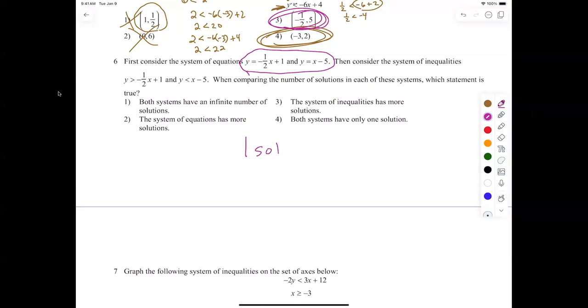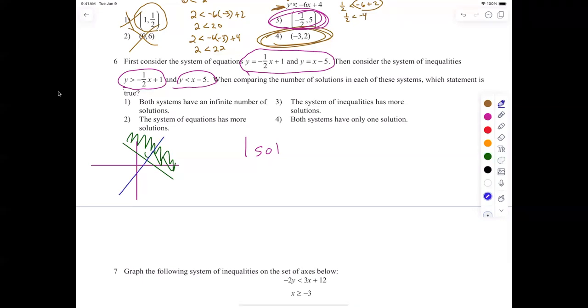Now, for the inequality, greater than and less than. So if I were graphing this, come on, everybody can look, watch me graph. 1/2 plus 1 would look something like this. And then it was shaded above, correct? And then the other one would be x minus 5, and that would be shaded below. How many solutions on that? Definitely not one.